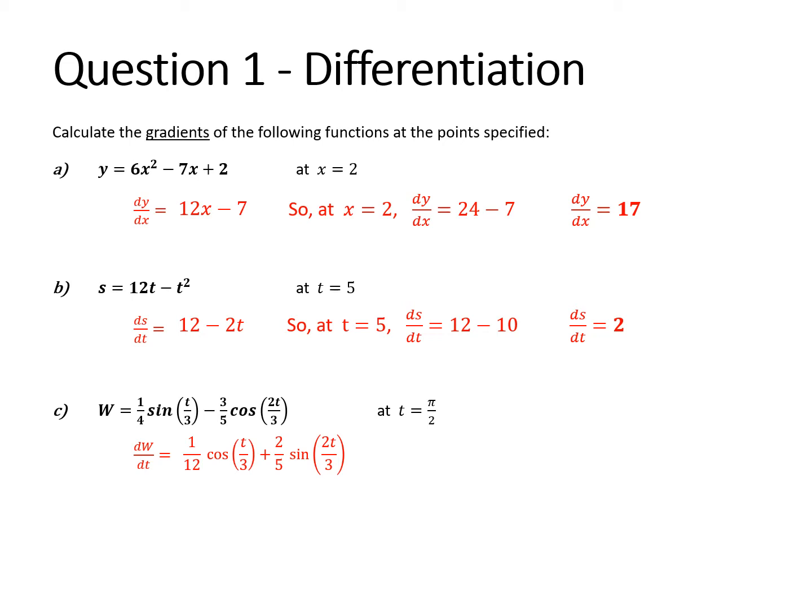Now we've got the derivative. We now need to put the number in. Now this is a more tricky one. You've got to put pi over 2 into this equation. First of all, your calculator must be in radians.